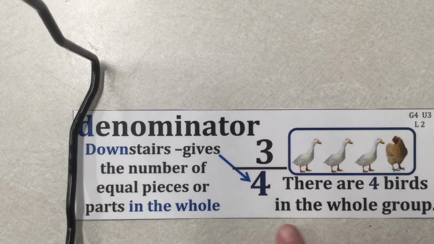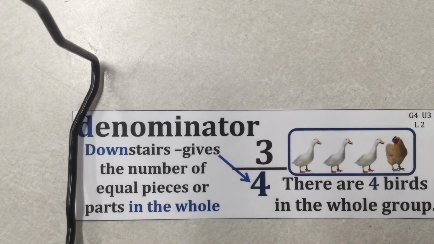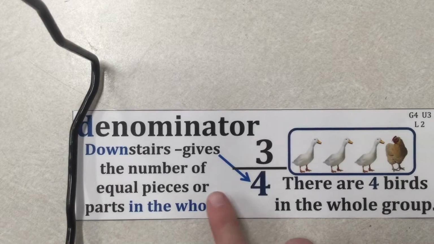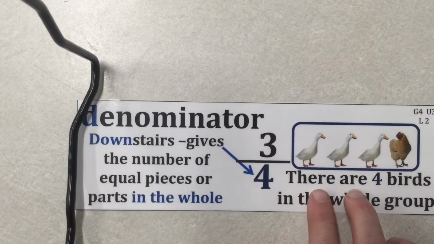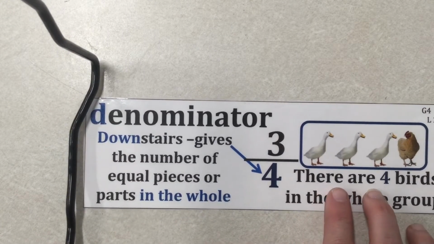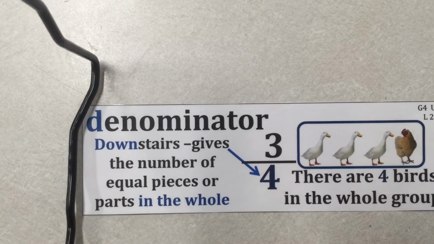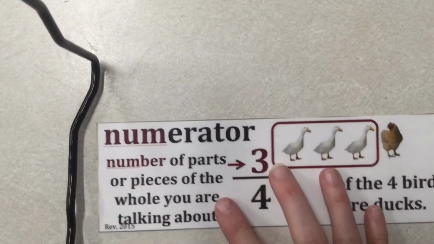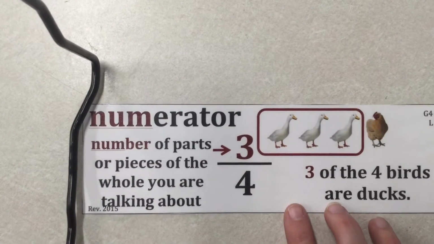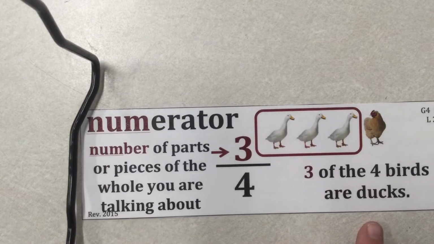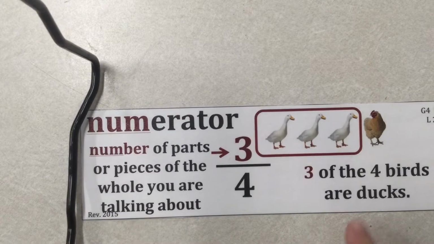In this example, you can see the denominator is 4 because there are 4 birds in this whole group. And the D in denominator is a nice little reminder to think of the word down or downstairs. The denominator gives the number of equal pieces or equal parts in the whole. The numerator, the number on the top, refers to how many of those parts that we are talking about. So in the example of the bird, you can see that the numerator is 3 because 3 of the 4 birds are ducks. And the numerator, of course, is the number of parts or pieces that we're talking about.